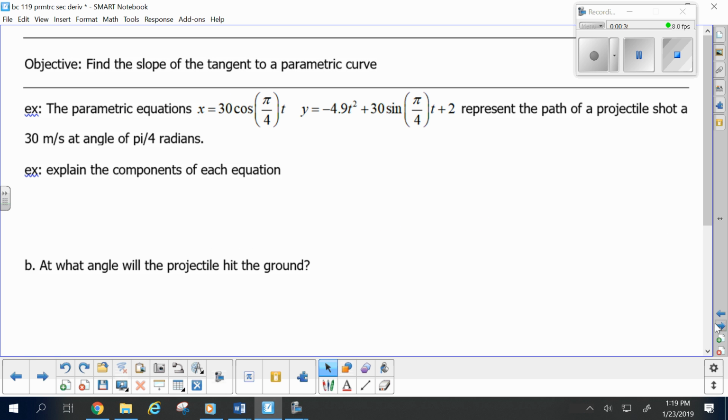So would you go to the part where it says objective, find the slope of a tangent to a parametric curve? You see where I'm at? I think it might be on the back. Okay. Let's build off the first derivative we know before we go to the second derivative, which is really the biggest part of the lesson.